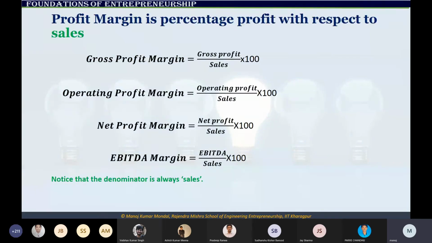And for every profit, you can estimate a margin. Gross profit divided by sales is gross profit margin. Operating profit margin is operating profit divided by sales. The denominator is always sales. The numerator is always the profit. If you want to estimate net profit margin, it is net profit divided by sales.